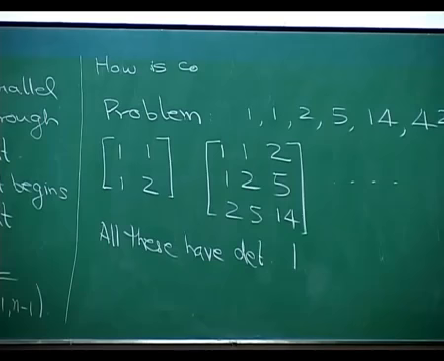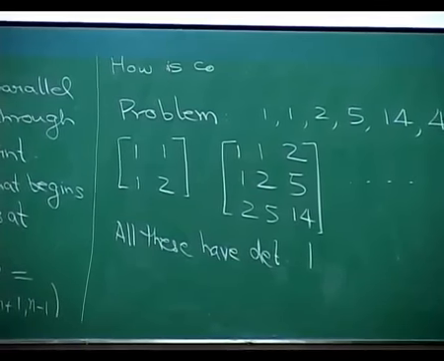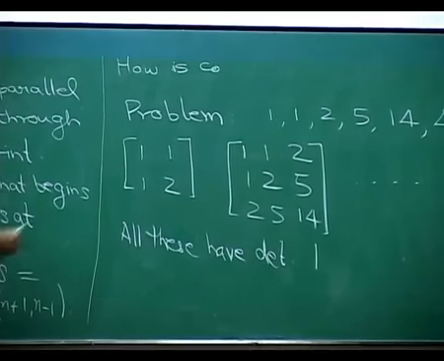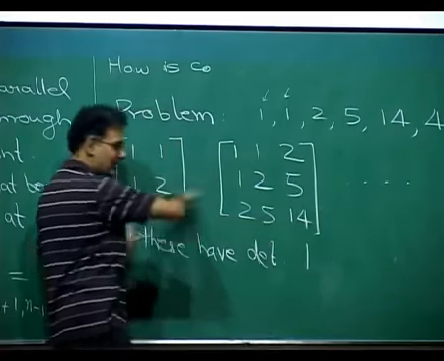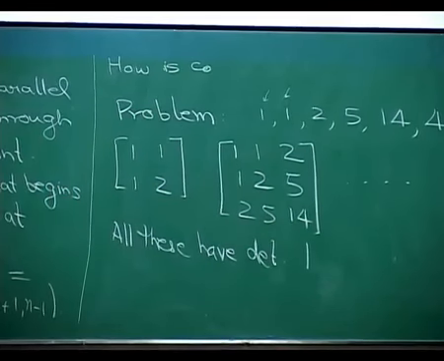It's quite amazing. You calculate the determinant of any of these matrices, all of these have determinant 1. And in fact, that's almost a characterization of that sequence uniquely, provided you set the first two to be 1, and then if you have any sequence which satisfies this condition, it must be only this Catalan sequence.